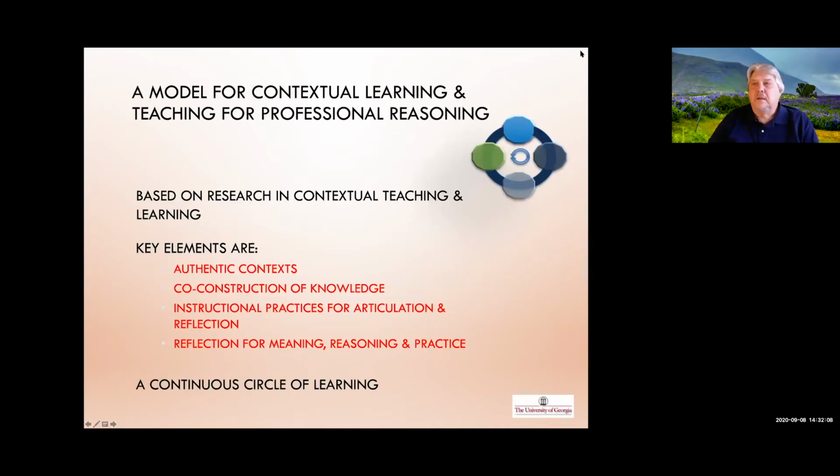This is a model that has four elements to it, and it's a circular model where you can begin at any place with any one of these key elements. And of course, situated is about context. So one of the elements is about authentic context. The other is about teaching in a constructivist format, where we're constructing new knowledge and understanding by a dialectical engagement between the student and instructor.